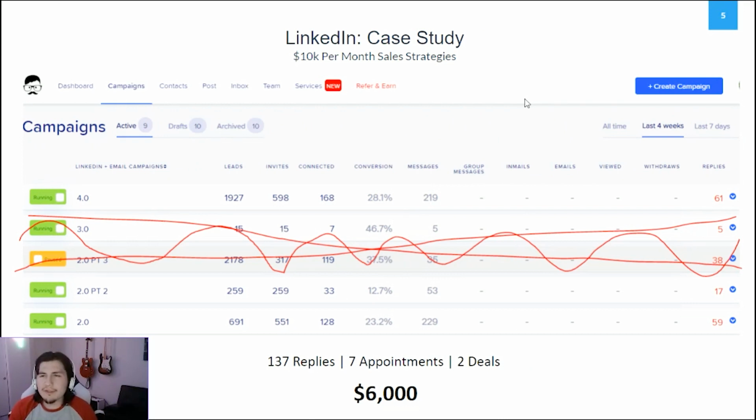The only other thing I was doing at the time was LinkedIn, and you can see right here, not including these two middle campaigns, we had 137 replies, 7 appointments, and 2 deals. Now LinkedIn right now is very hard to automate, because they've nerfed outreach on LinkedIn, so it's very tough unless you do content on LinkedIn. But that's just what I was doing. We generated 2 deals for $6,000.